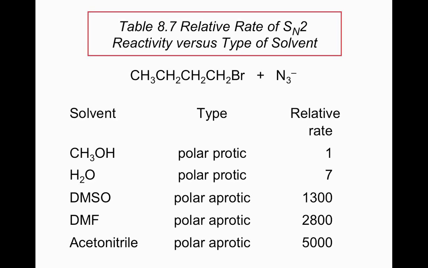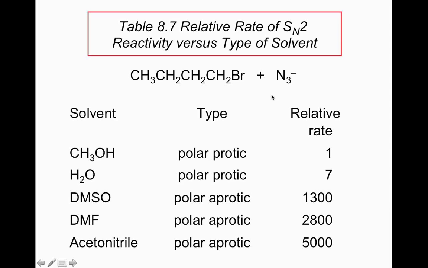Here on this table, we can see the relative rates of SN2 reactions that are occurring in different types of solvent. The first two solvents, methanol and water, are polar protic solvents. Both of these compounds are polar, and they both contain hydrogen atoms that are acidic. Down here, we have three polar aprotic solvents, dimethyl sulfoxide, dimethyl formamide, and acetonitrile. They don't contain any protic hydrogens.